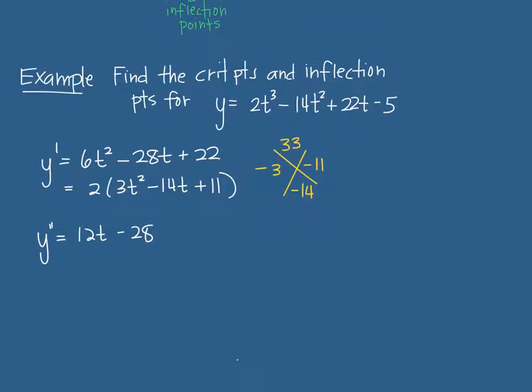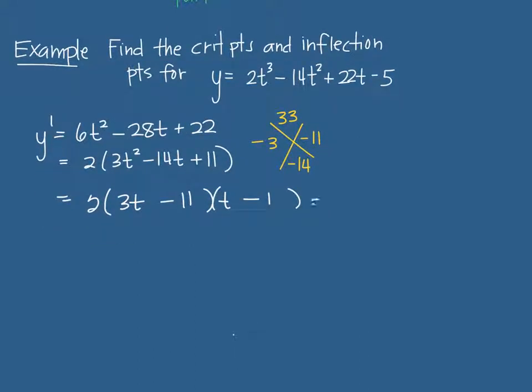I'm going to run out of some room here. I think I'm going to have to erase my second derivative and move it down. Okay, so we'll have 2 times 3t and t, and then we're going to have minus 11 and minus 1.